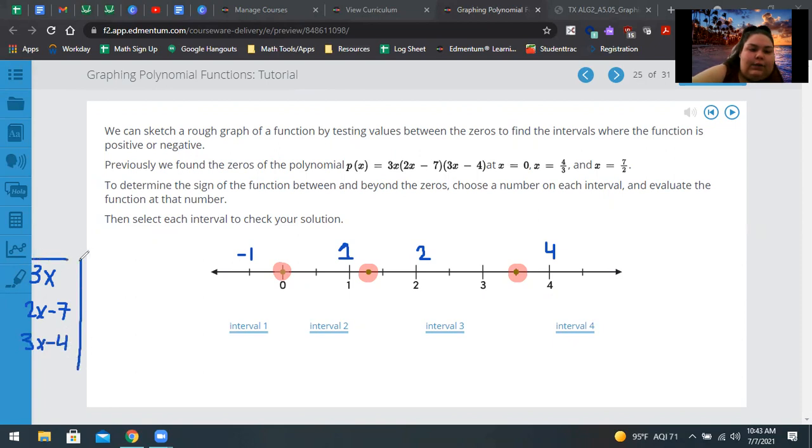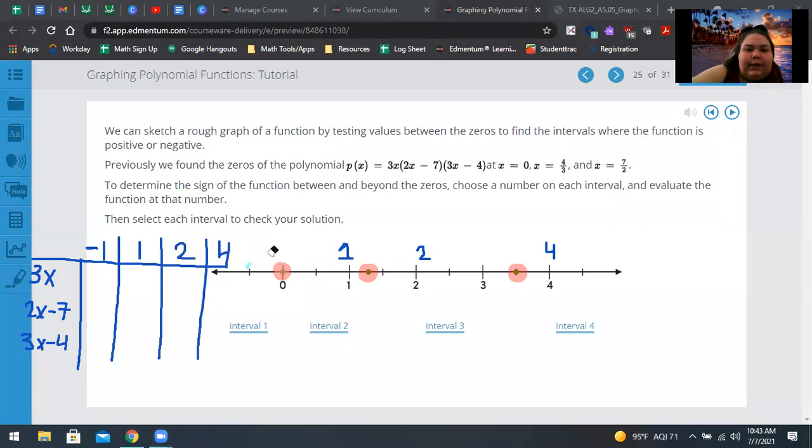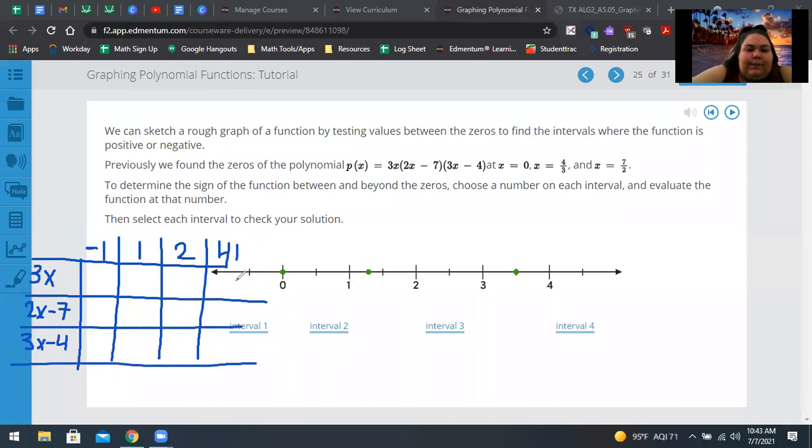And what we're going to go ahead and do here, probably might need to make some space. So we're going to test out -1. We're going to test out 1. We're going to test out 2. And we're going to test out 4. So what I'm going to do is clean this up a little bit here. And the idea is you want to use nice numbers. Use them to your advantage. And this is what I mean by the signs. So this will be the final sign. So let me extend these lines here.